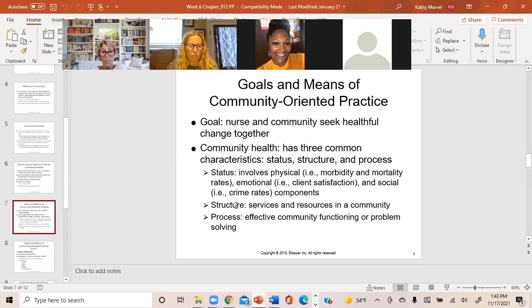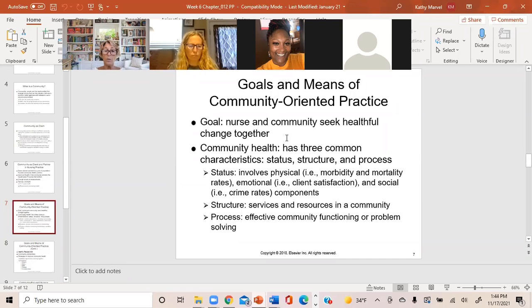Right? What's the structure of the community? What services and resources do they have? Do they have rec centers, YMCAs, parks, places for people to go, bike paths? Right? And then what's the process of the community? Do they have effective community functioning or problem solving? Are there groups of key stakeholders in the community that want to make it better? Right? Is law enforcement working with schools? Are food banks working with families in poverty?